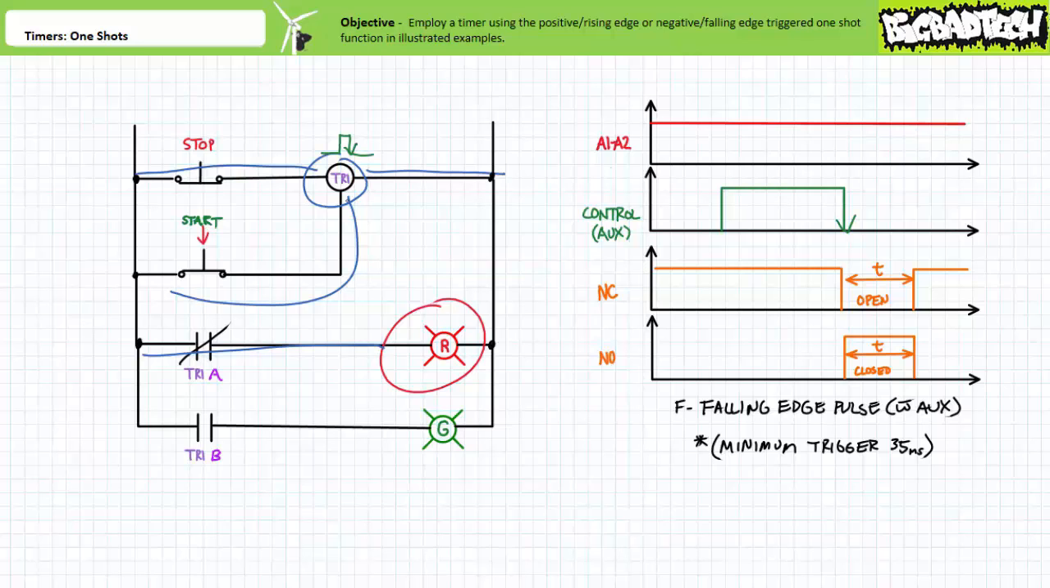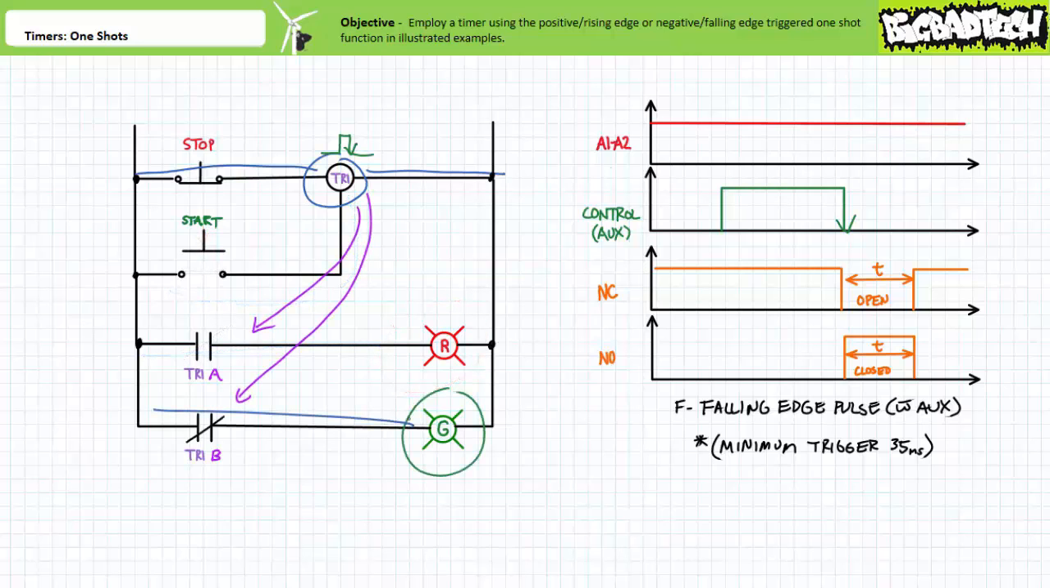Only when an operator releases start does the timer controlling input experience a negative or falling edge transition. Contacts Tier 1A and Tier 1B, executing the negative edge triggered one-shot function, change states. Tier 1A opens and Tier 1B closes. The red light turns off and the green light turns on.